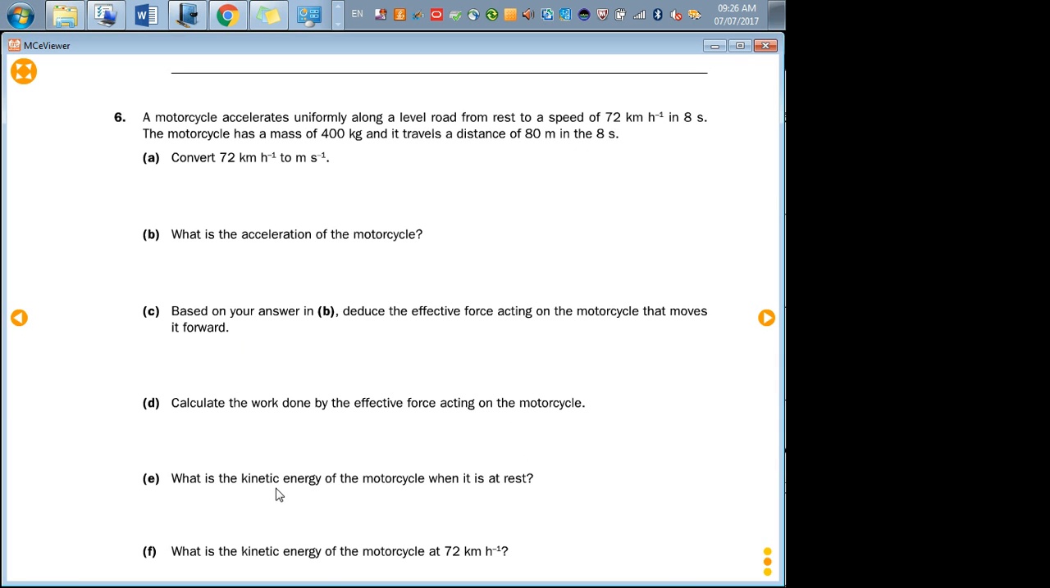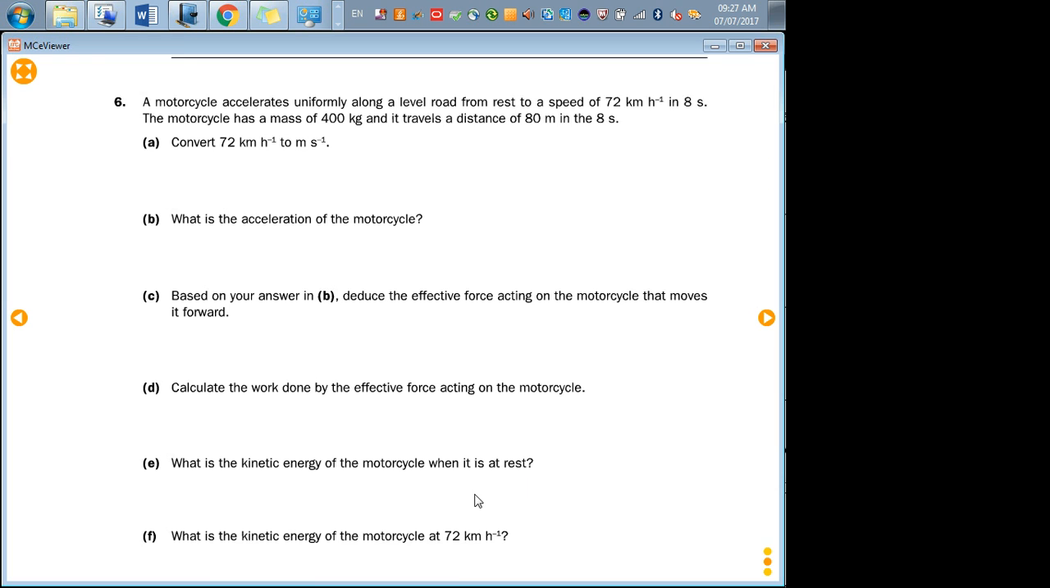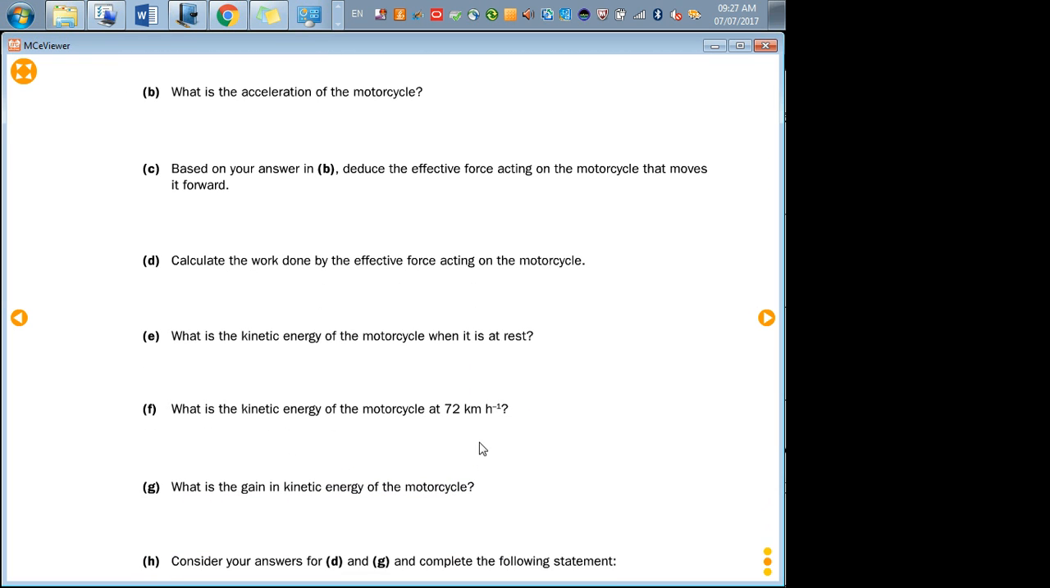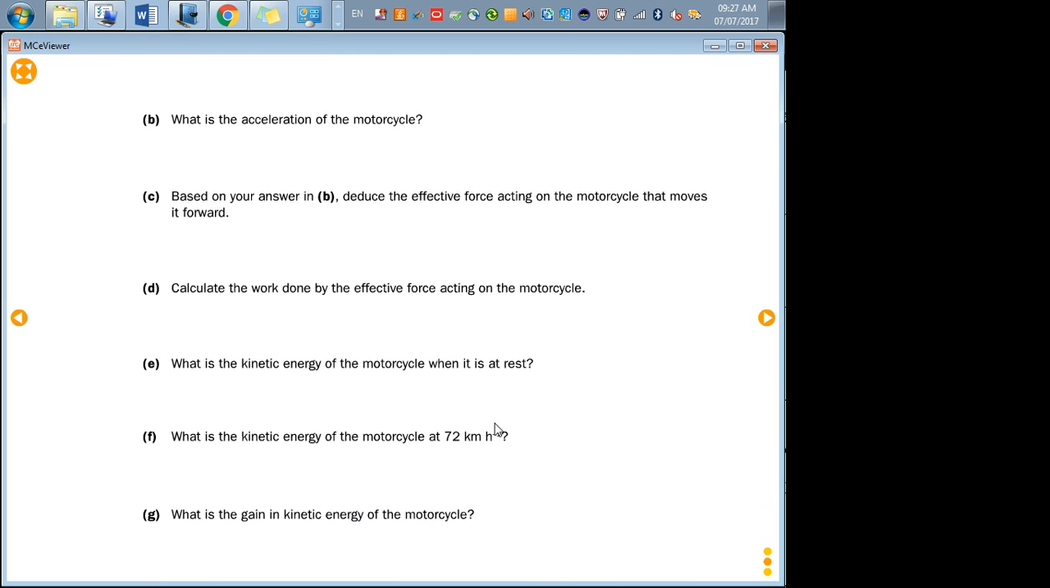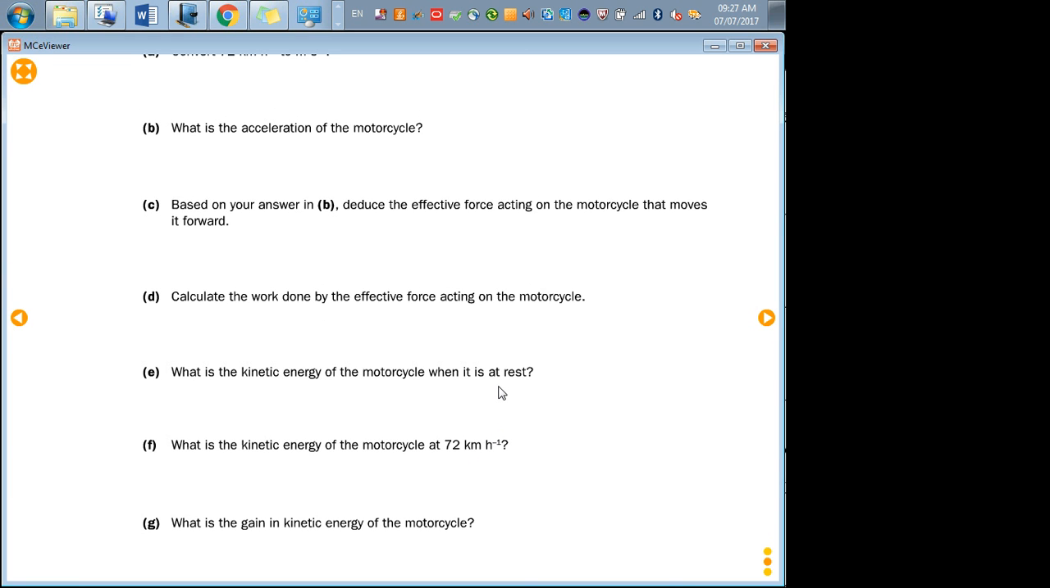Now part E. What is the kinetic energy of the motorcycle when it is at rest? Kinetic energy when it is at rest. 0. Need to calculate or not? We need half mv squared. V is 0. Speed is 0. So part F, what is the kinetic energy at 72 kilometers per hour? You can do this yourself. What is the gain in kinetic energy of the motorcycle? You also can do it yourself, because you just take the final kinetic energy minus initial kinetic energy, which are your answers in parts E and F.